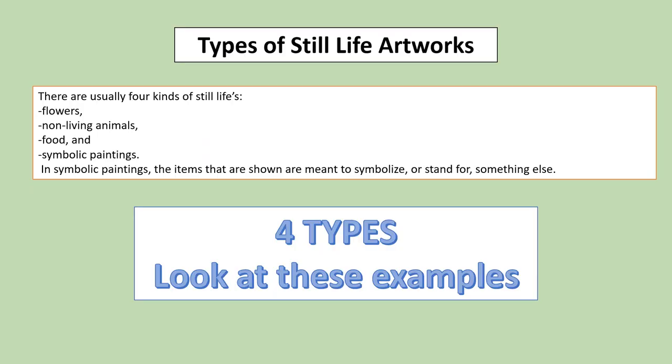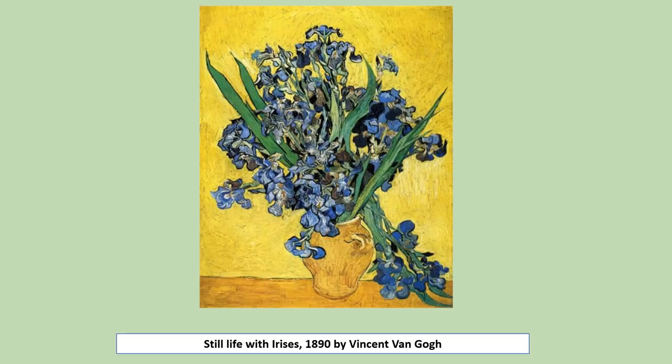Types of still life paintings. There are usually four kinds of still lifes: flowers, non-living animals, food, and symbolic paintings. In symbolic paintings, the items that are shown are meant to symbolize or stand for something else. Still life with irises, 1890 by Vincent van Gogh.